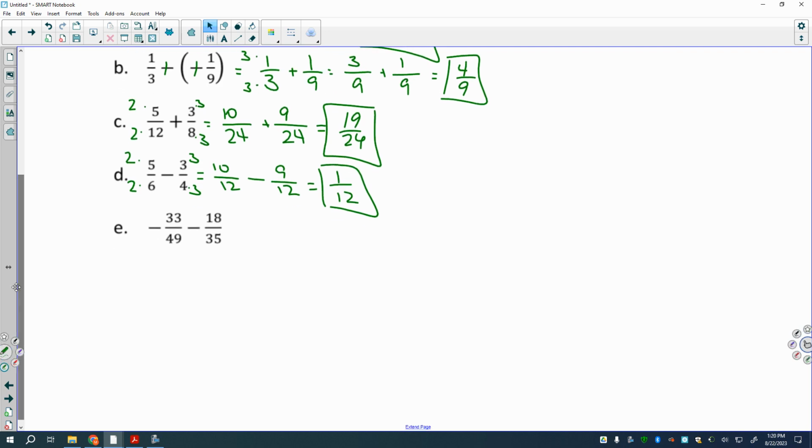And finally, part E, 49 and 35. The smallest thing those will both go into, well, when I look at this, 49 is 7 times 7, 35 is 7 times 5. The smallest thing those will go into is 7 times 7 times 5, if I can do that. And that's going to be 49 times 5, and that'll be 245.